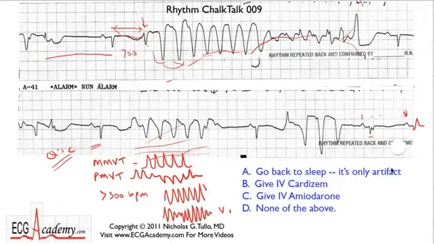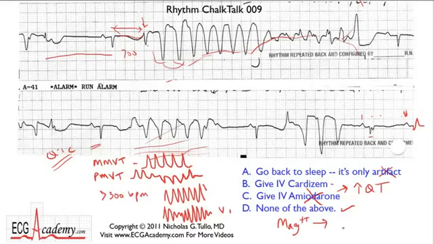It's not A, because we've already figured out it's not artifact. You wouldn't give IV Cardizem because it's not an atrial arrhythmia and you're not trying to block the AV node. You certainly would not give amiodarone, because what does amiodarone do? It increases the QT interval, and that would just make things worse. The answer is none of the above. What you would give for Torsade is magnesium. That's right, a couple of grams of magnesium will help to settle this down. Of course, you remove the offending agent, and you get the patient stabilized in intensive care. It's a serious problem, but it is reversible.